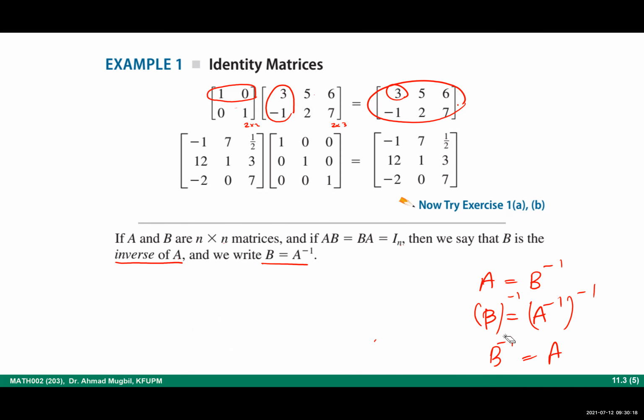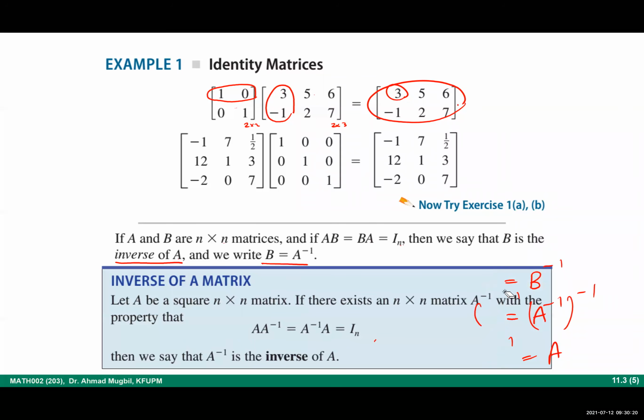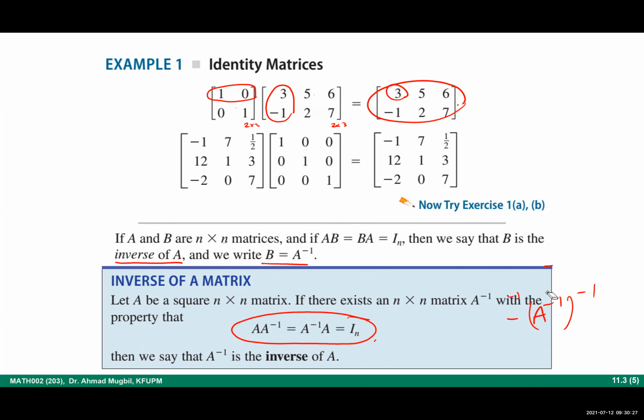What is the formal definition of the inverse, guys, that you need to know? The inverse of an n by n matrix is also an n by n matrix that satisfies this relation: the product of the matrix with its inverse, from the right or from the left, equals the identity.